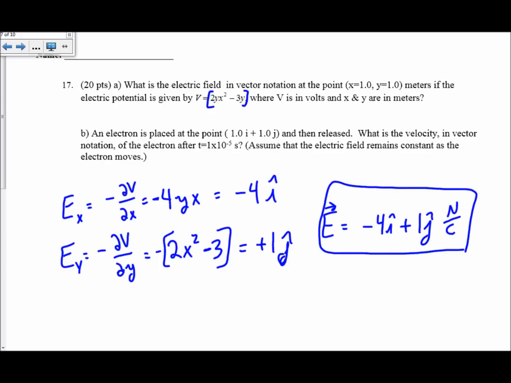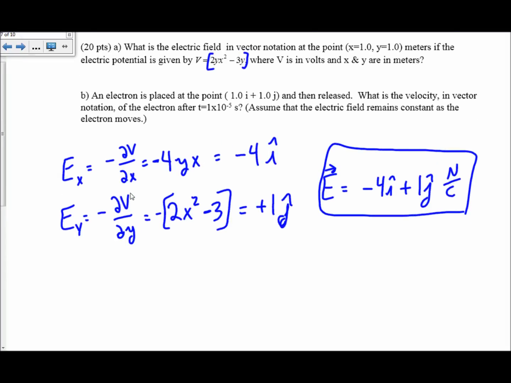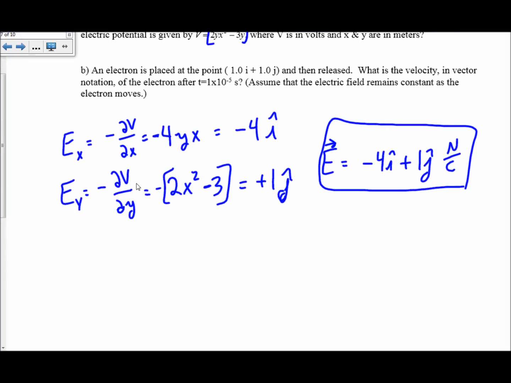An electron is placed at a point 1i plus 1j, and then released, so in that position. What is the velocity in vector notation after a certain amount of time? And then we assume that the electric field remains constant as what it was at the original position, although that's not exactly true, but we're going to assume that that's true.